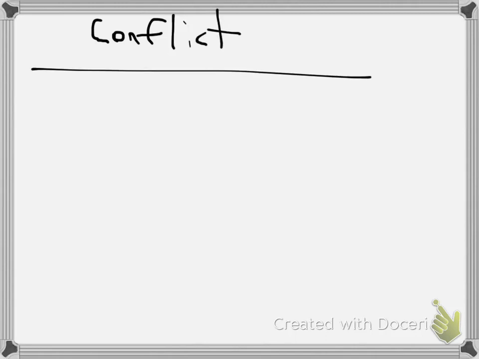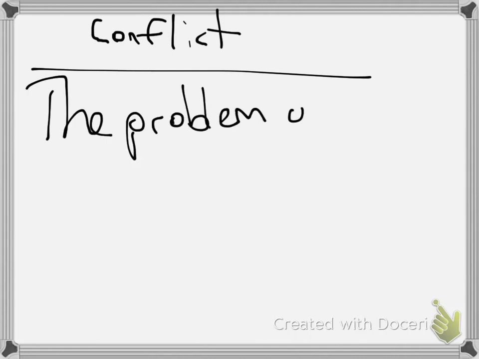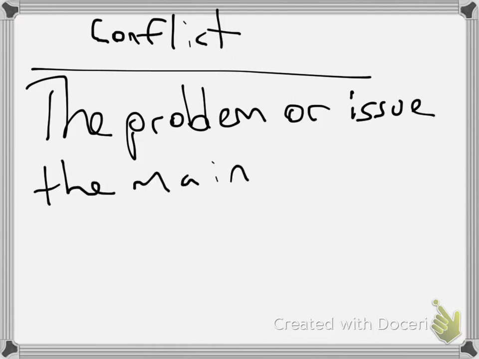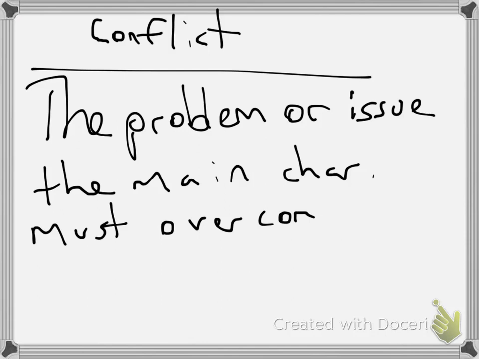Now we get into conflict. Typically conflict is mixed in with rising action, but for our purposes we're going to keep it its own separate thing. The conflict is the problem or issue the main character must overcome. And we'll go over an example of this very shortly. Alright, let's move on. We're going to move on a little bit faster.